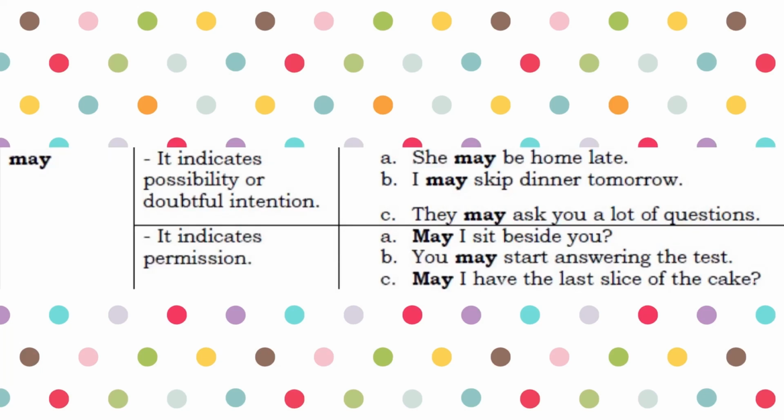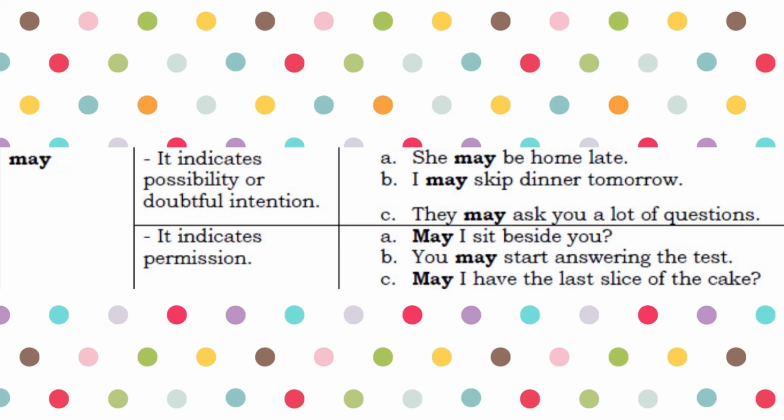May. It indicates possibility or doubtful intention. For example, letter A. She may be home late. Letter B. I may skip dinner tomorrow. And letter C. They may ask you a lot of questions.